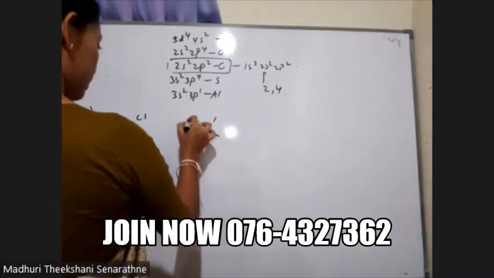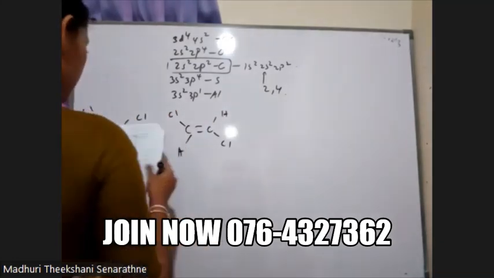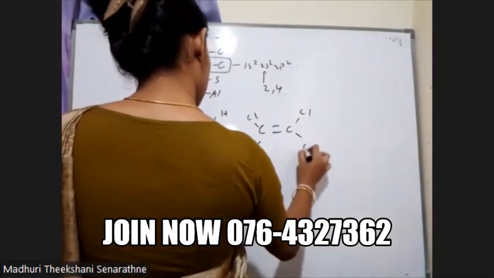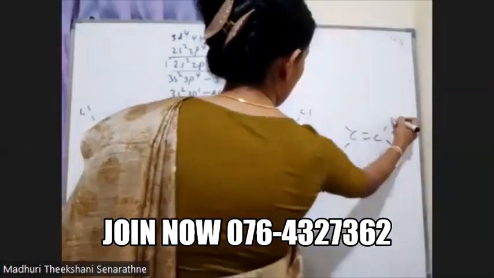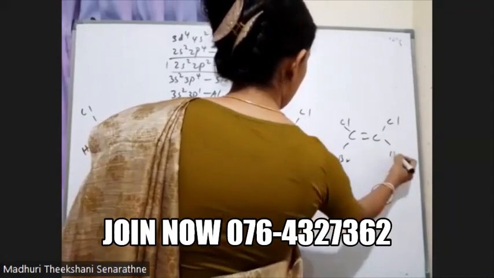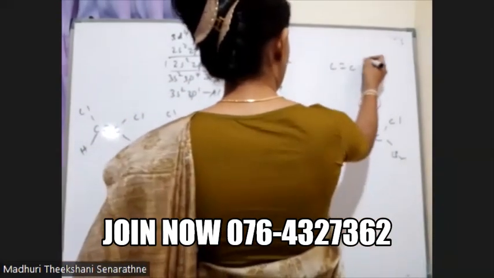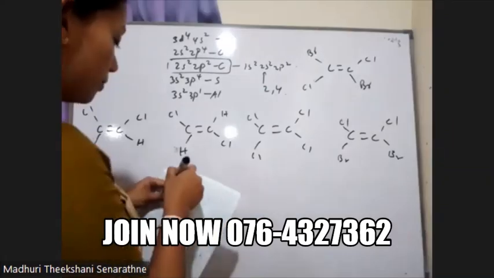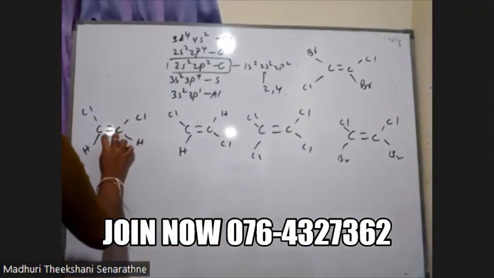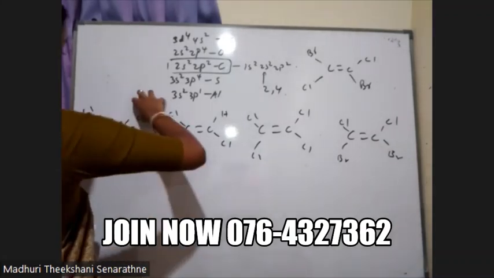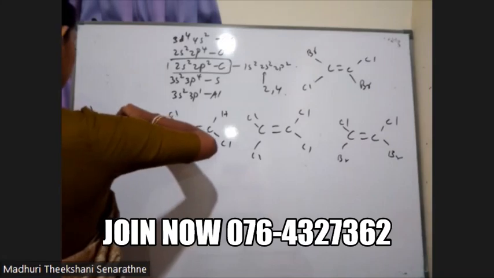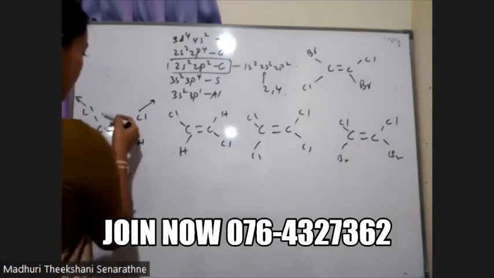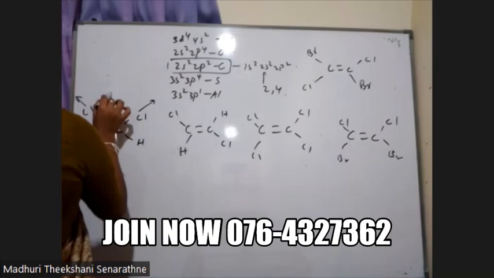Then chlorine, chlorine, hydrogen, hydrogen. Then 4 chlorines. Then chlorine, chlorine, bromine, bromine. How do we compare each dipole moment? Here you can see two electronegative chlorine atoms are pulling electrons from carbon in this way and this way. Therefore, the overall or net attraction goes in this direction.